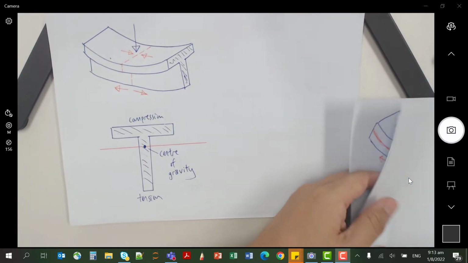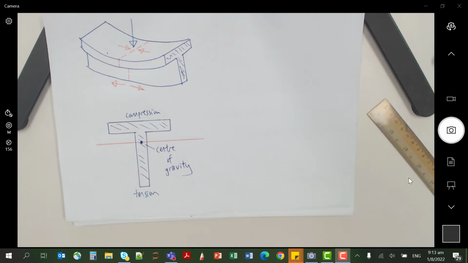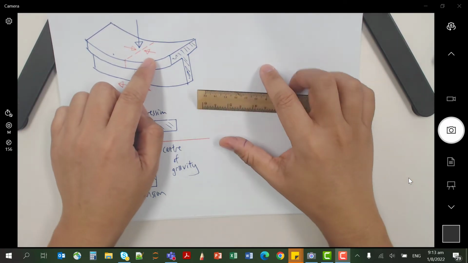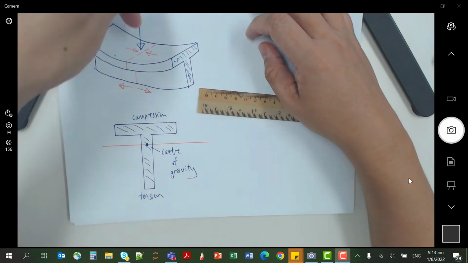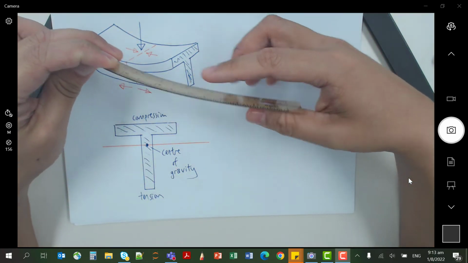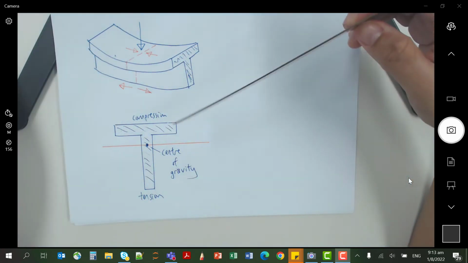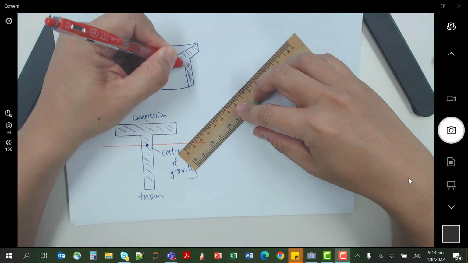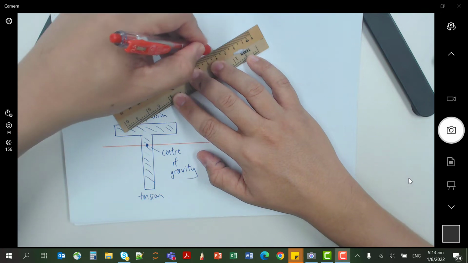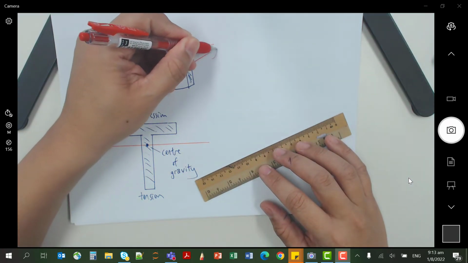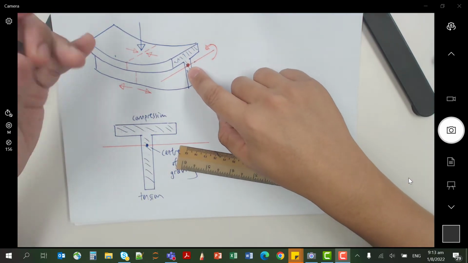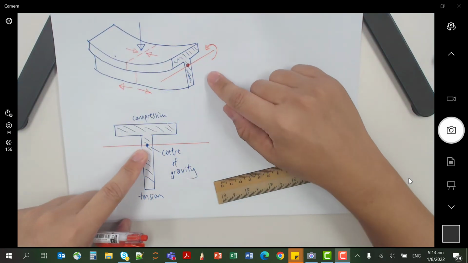Going deeper into this, so this is how you look at it. Let's say now I have a T-shaped beam, and it's being pushed down. When I push down, the beam will bend like this, and the top will have compression, the bottom will have tension. The first thing you should do is to find the center of gravity, because the beam is rotating about this axis, which is this point here.